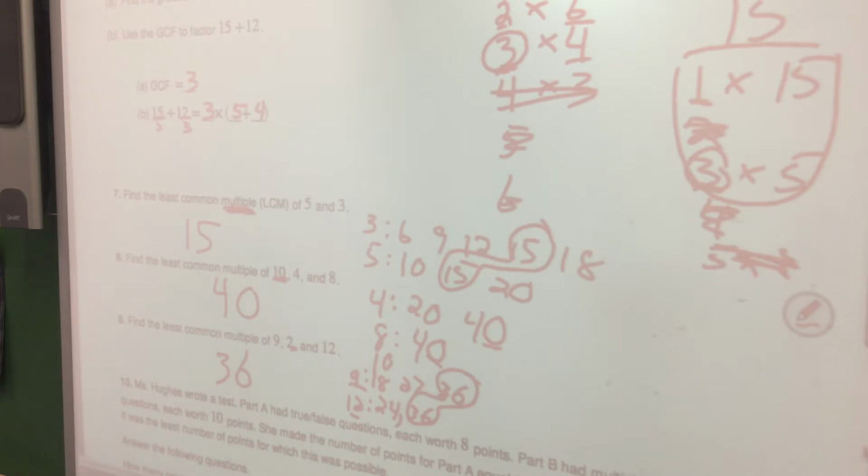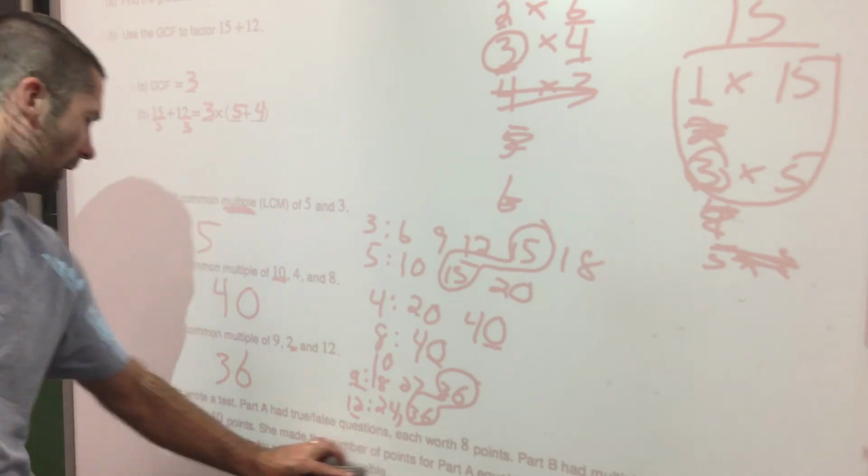Last question, number 10. Mrs. Hughes wrote a test. Part A had true and false questions, each worth 8 points. Part B had multiple choice questions, each worth 10 points. She made the number of points for Part A equal to the number of points for Part B. It was the least number of points for which this was possible. Answer the following questions. How many points was each part worth?